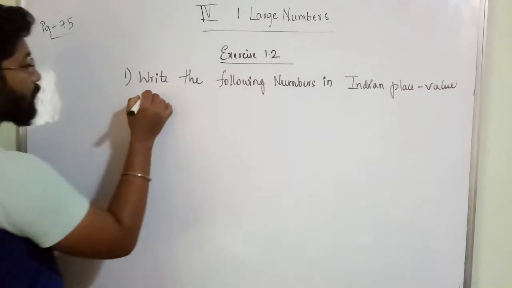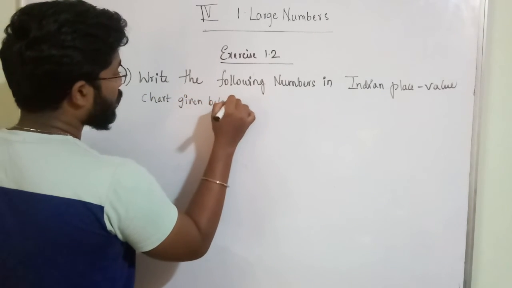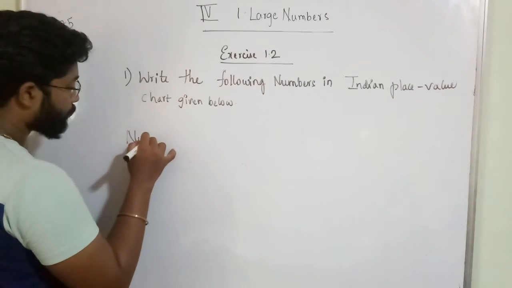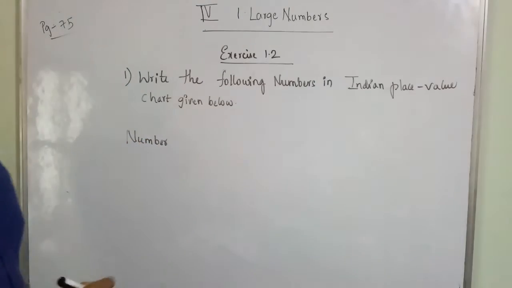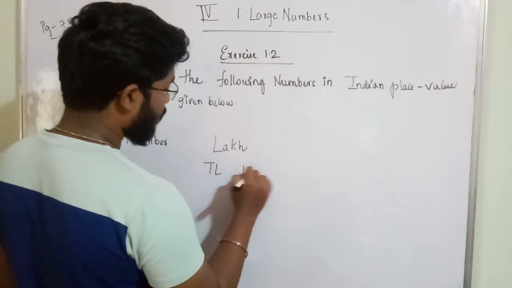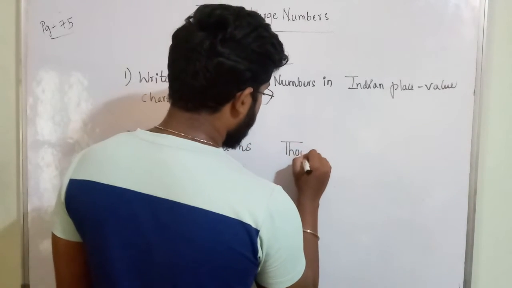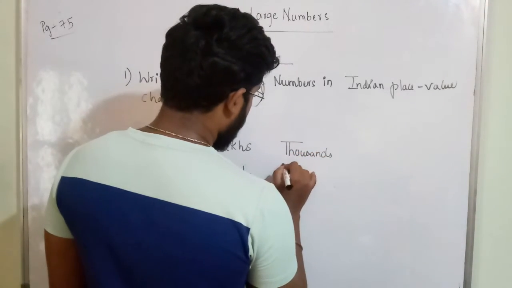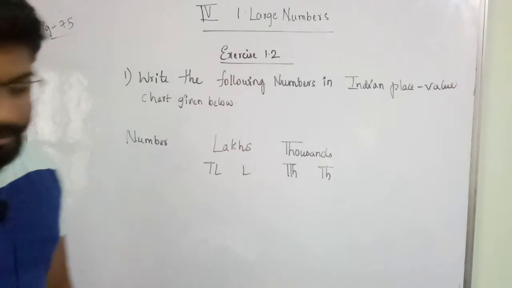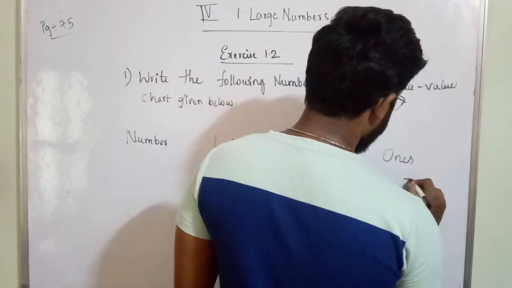Indian place value chart given below. Clear? You have to write it in the Indian place value chart. So what is that first one? Number. This is the table I am writing. Next, lakhs. In lakhs you are having 10 lakhs and lakhs. Clear? Next you are having thousands. Thousands. Next you are having ones, hundreds, tens, ones.